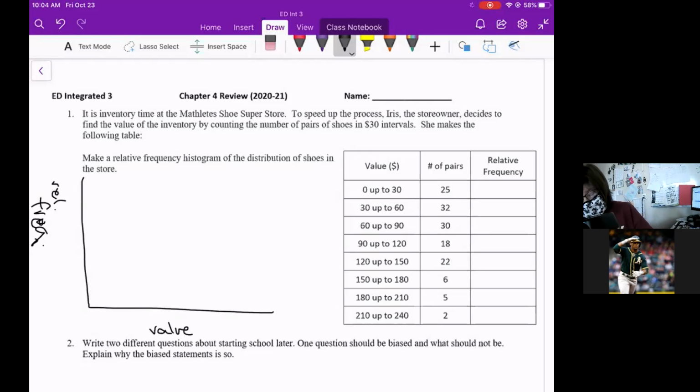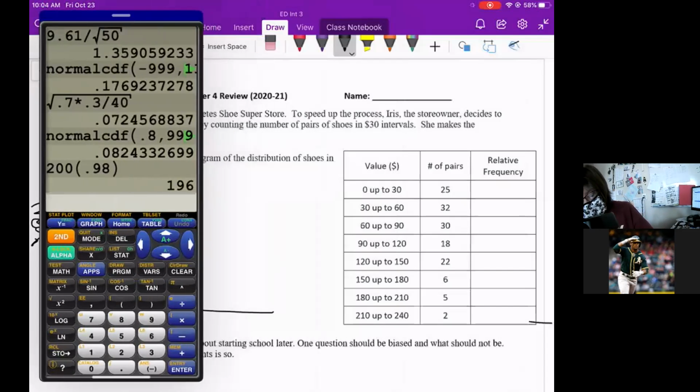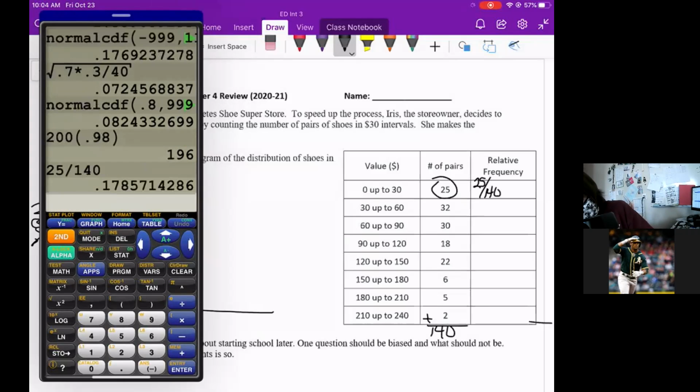All right, so to find the relative frequency, it's this value, the number of pairs over the total number of pairs. Now, did I give you the total number of pairs? Not this time. So you're going to have to add all these together. And it's 140 is what you guys got? Okay. So then take 25 divided by 140. And you can round, so this is about 18%.